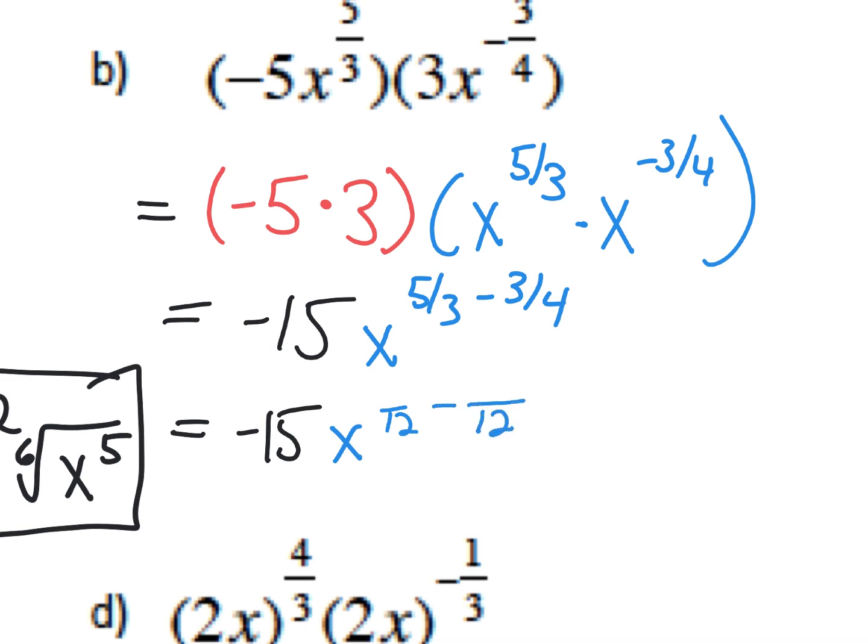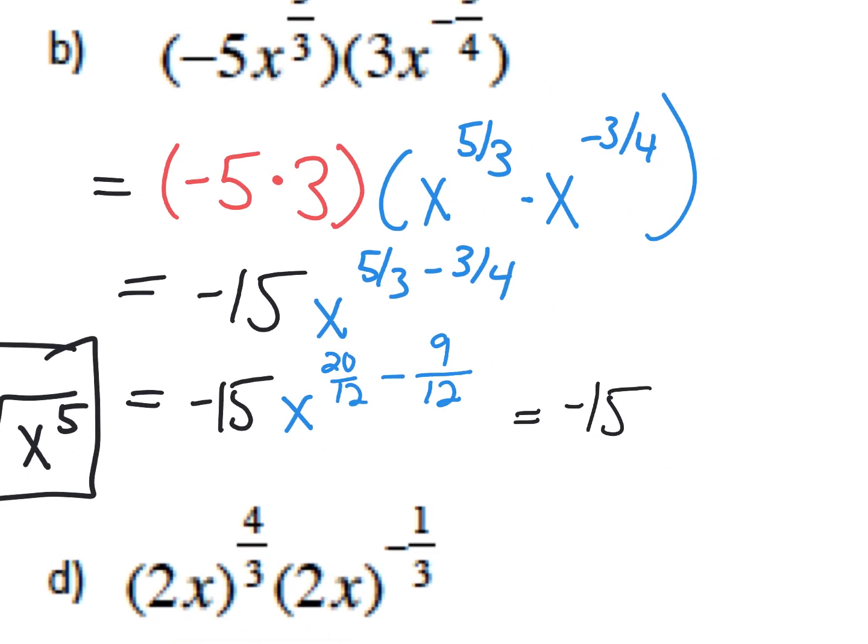Multiply the top and bottom of 5/3 by 4 to get the 12. 3 times 4 is 12. 5 times 4 is 20. And then multiply the top and bottom of that second fraction by 3, because 3 times 4 gives me 12. So 3 times 3 on the top gives me 9. So we're looking at -15 is still hanging in there. And then we have x raised to the 11/12 power.